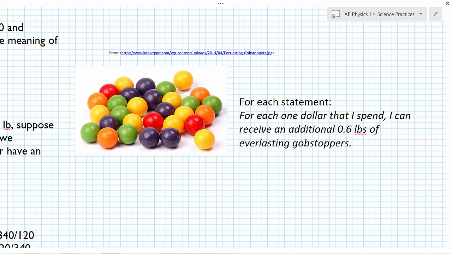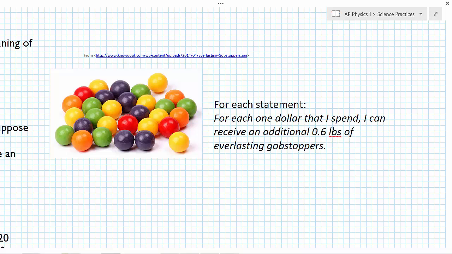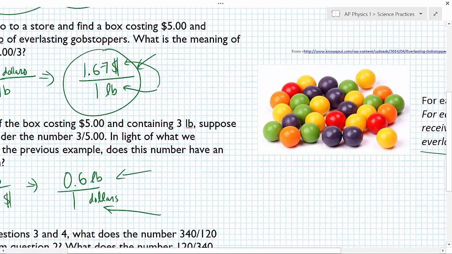What we can do with this number is make what's called a for each statement. A for each statement is taking a ratio that's simplified and giving it a statement relating the two quantities involved. So for each $1 that I spend, I get 0.6 pounds of Everlasting Gobstoppers. This is called a for each statement.